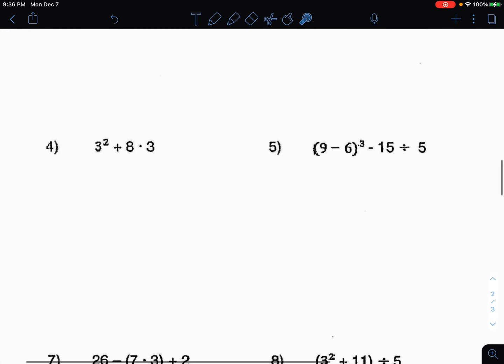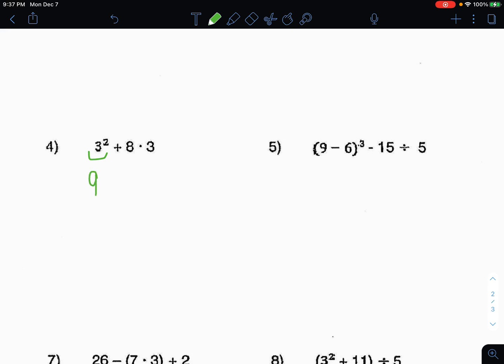I think that's a good one. So we want to think about PEMDAS, parentheses. Any parentheses? I see none. Next, E, exponents. Do we see exponents? I see one right here. It's 3 squared. 3 squared is 3 times 3. Remember, it's not 3 times 2, so it's not 6, it's 9. 3 times 3 is 9.